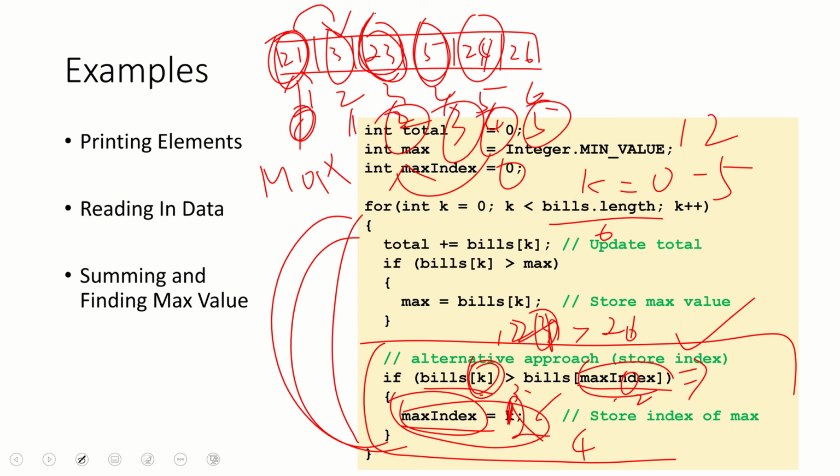Here, we try to compare 5 to 4, right? Obviously, 5 is larger than 4. We update this 4 to the 5. Then you should know the index of the value which is maximum, right?